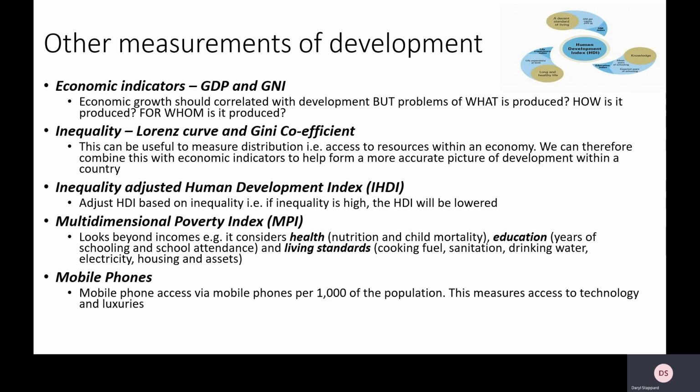Another one is looking at mobile phone ownership. So looking at the number of people per 1,000 of the population who have got mobile phones. And this gives us a rough idea of the access to technology and luxuries within an economy. So the idea is, everyone, we've got lots and lots of different ways of measuring development within an economy. The most commonly recognised and accepted one, though, is the Human Development Index.